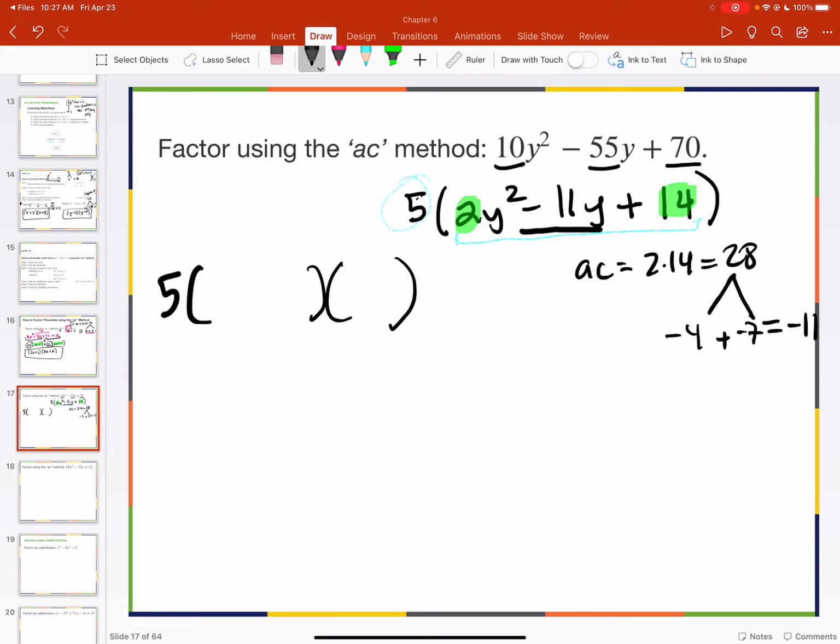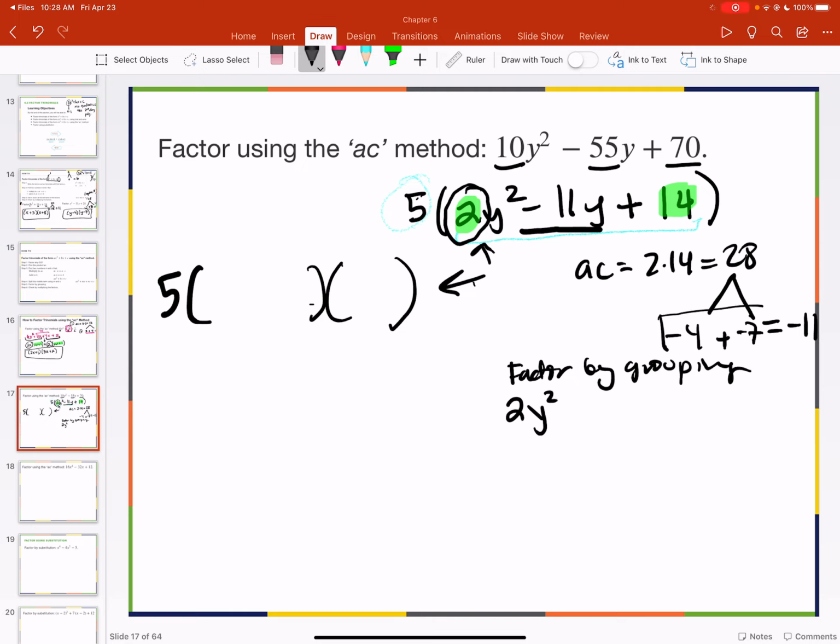But remember, we're not going to jump straight to this step. We have to do an intermediate step. We have to factor by grouping, right? And again, why don't we just write it in the parentheses like the other one? That's because this number here is not 1. So we can't do that. So let's go ahead. 2y squared. All we're doing is replacing that negative 11y in the middle with negative 4y minus 7y, okay? Plus 14. Okay, so now we can factor by grouping.